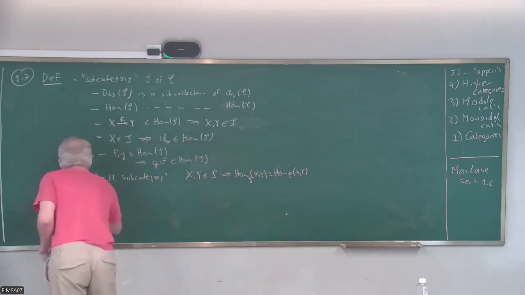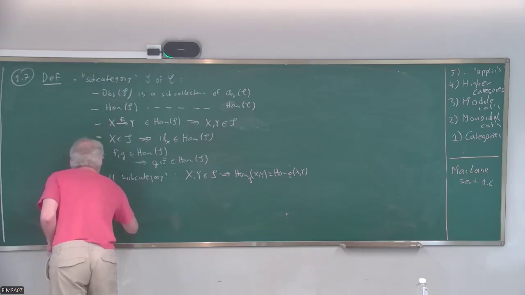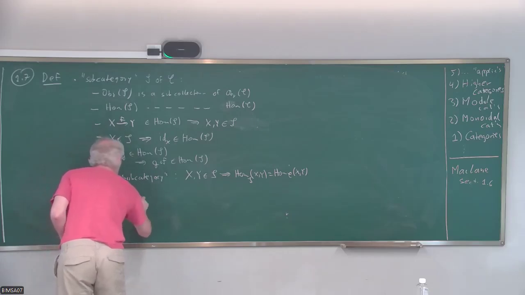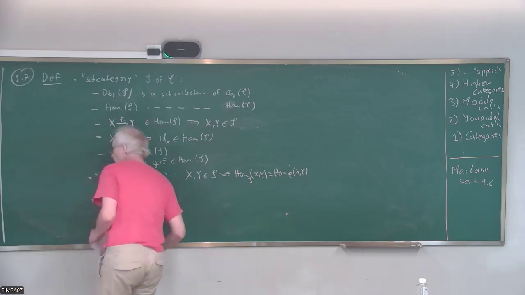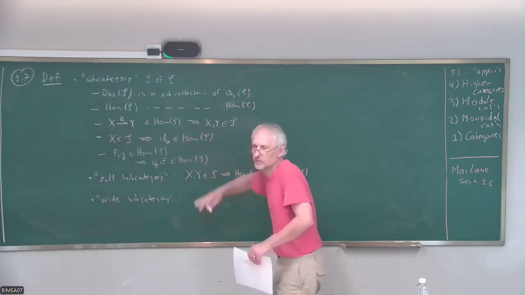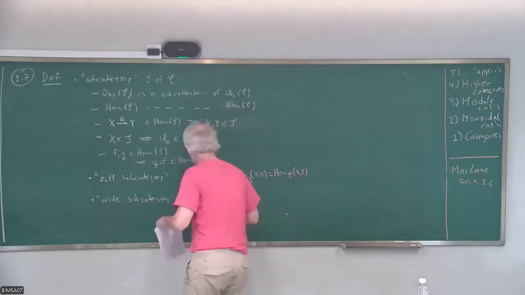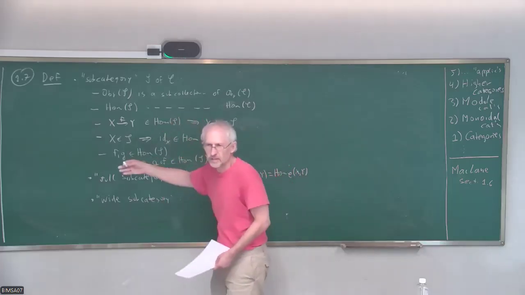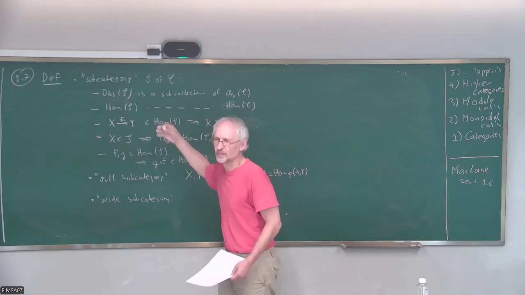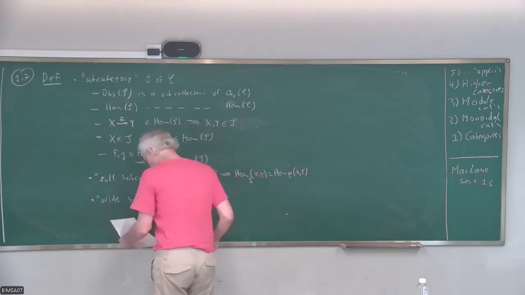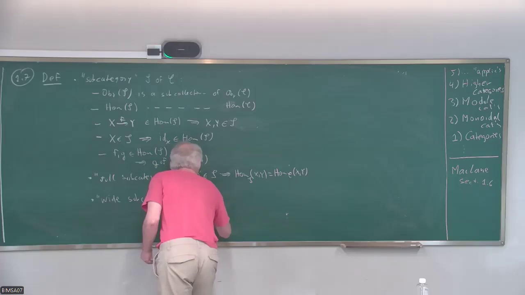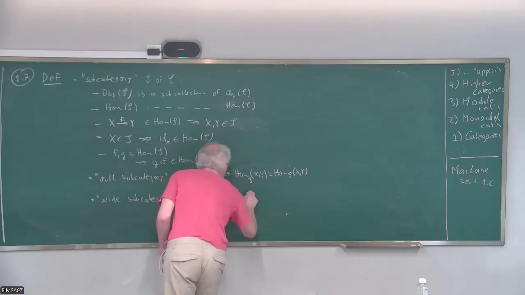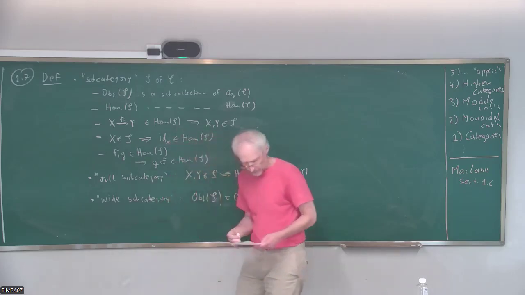And then on the other hand, there is a notion of wide subcategory. This is one where you keep all objects, but throw away some of the morphisms. Because every category is trivially a subcategory of itself, but we will not be interested in that. Examples.